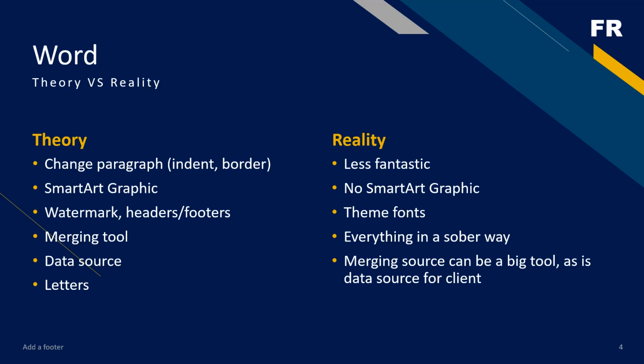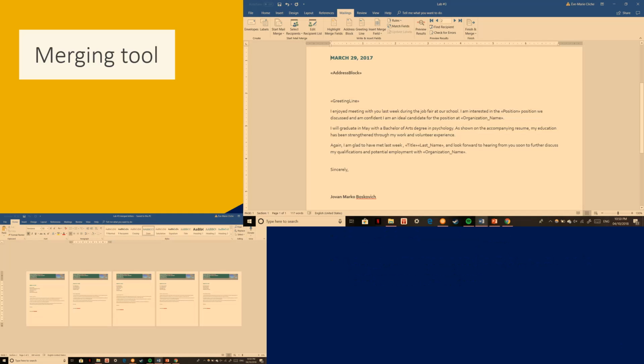And as I was talking about, the merging source actually is a big tool that they can use if they have a big data source or base of clients. As you can see there, in the merging tool, that's where you can make a template of a letter. You can see there's the address block and the greeting line. Then you can merge it with all your data source. In my case, there were 5 clients, but in their case, there can be like 100 or something like that. So it's really important to be fast and to find an easy way to do that.